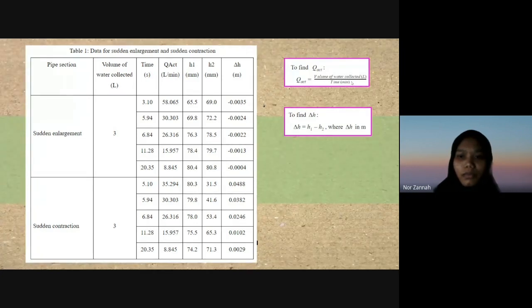So we must make sure the unit for Q actual is liter per minute. Here time is in seconds, so we need to convert it. Next is data H. Data H is H1 minus H2, where data H is in meters. From the experiment, the unit is in mm, so we need to convert it to meter.